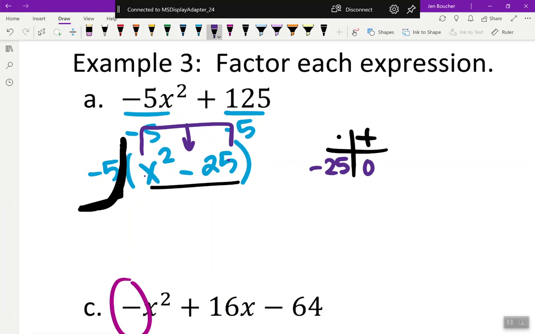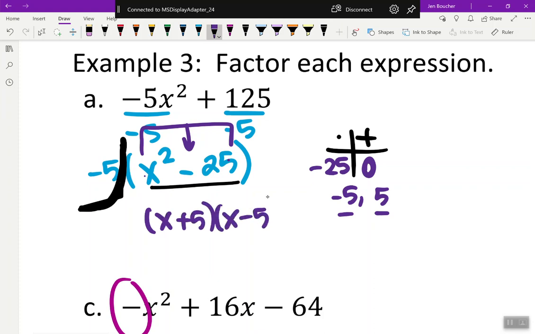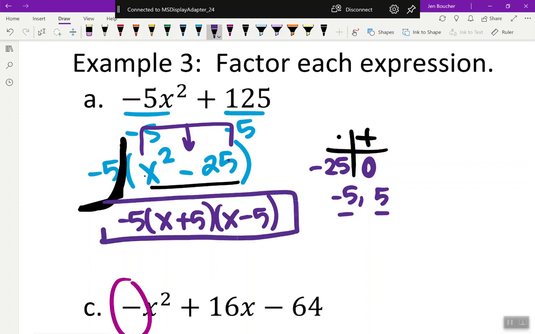What's that one? -5, +5. Every time it has to add to 0, those 2 numbers need to be the exact same number, just opposite of each other. So can I take the shortcut? Yes. And then the GCF would come out front. Done.